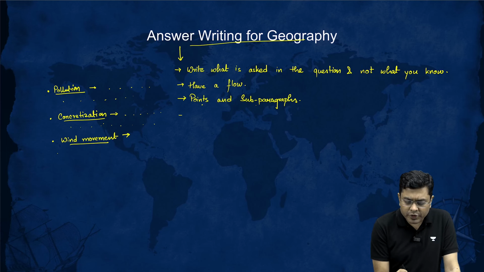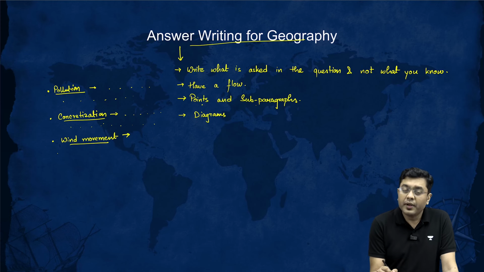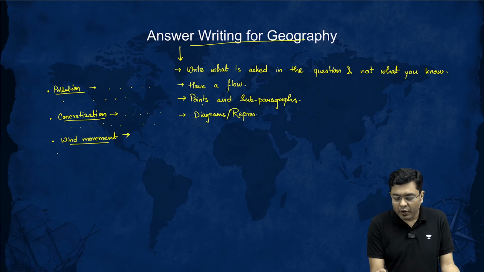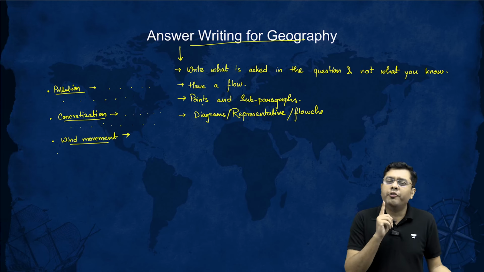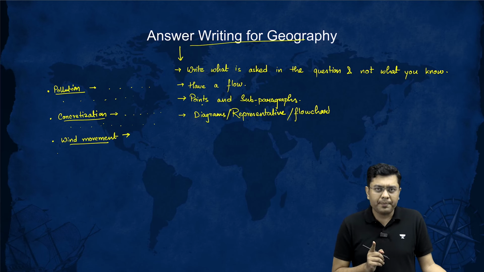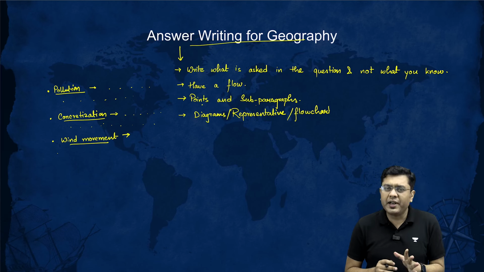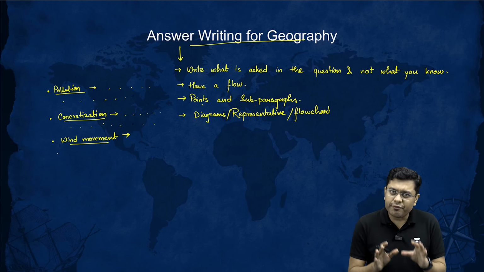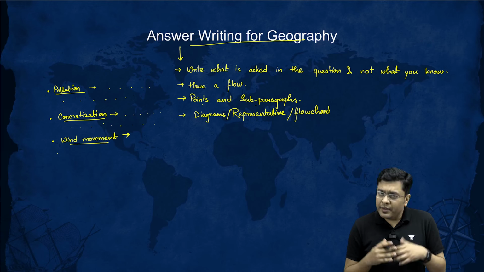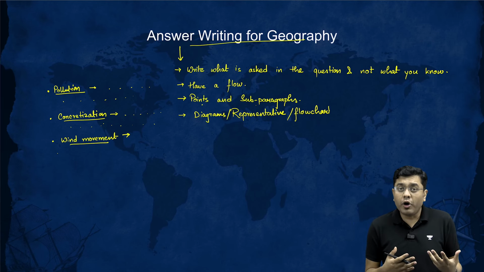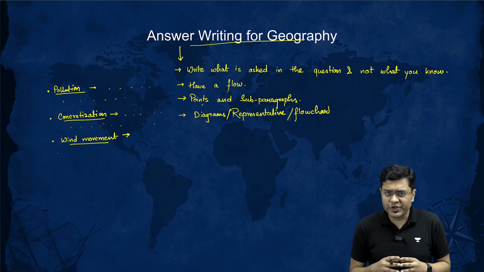Now, in the aspect of geography, you need diagrams, or representative maps, or flowcharts. With each answer, a minimum of 1 diagram, or a minimum of 1 representative map is required. You should not have an answer without a diagram. At least a flowchart should be indicated. Now, how do you do that? Which diagram do you draw? Depending upon the demand of the question.